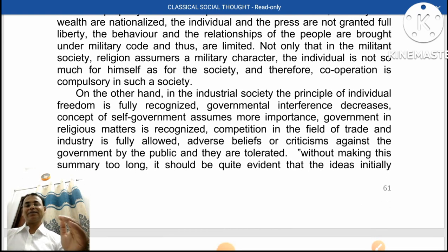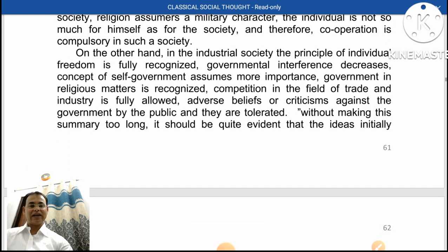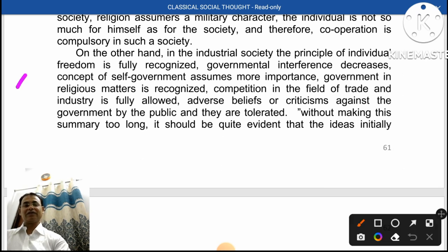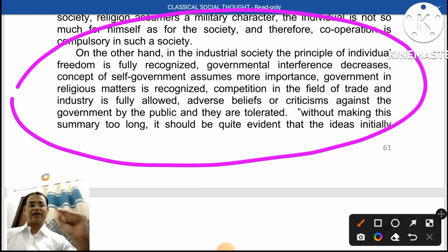Not only that, in the military society, religion assumes a military character. The individual is not so much for himself as for the society, and therefore cooperation is compulsory in such a society. On the other hand, in the industrial society, the principle of individual freedom is fully recognized. Governmental interference decreases. The concept of self-government assumes more importance. Freedom in religious matters is recognized. Competition in the field of trade and industry is fully allowed. Adverse beliefs or criticism against the government by the public are tolerated.